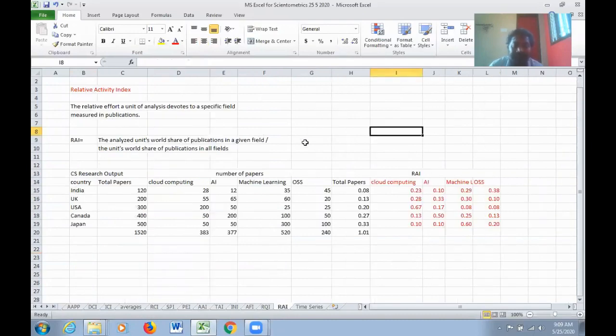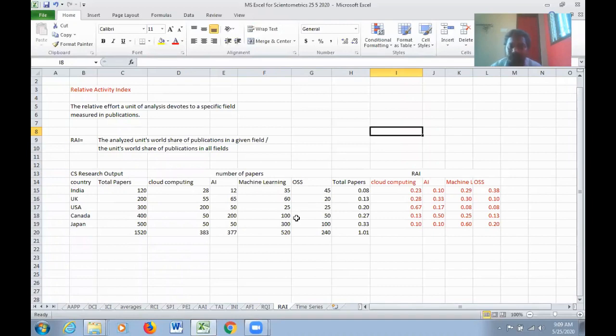Then comes RAI. This is the relative activity index. For example, I give a live example. India has got 120 papers in computer science totally, for example, in a particular year. Out of these 120 papers, 28 papers were published on the subject cloud computing, 12 on artificial intelligence, 35 on machine learning, 45 on open source software. Fine. So this is what India has produced in computer science.